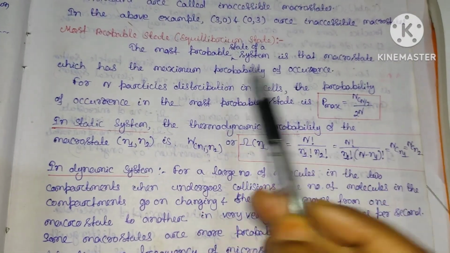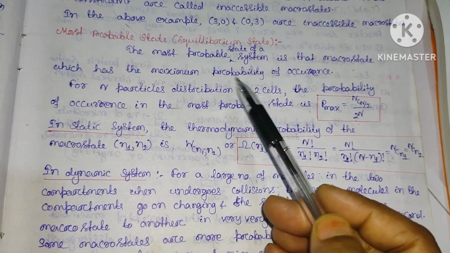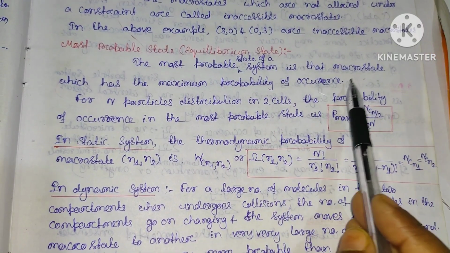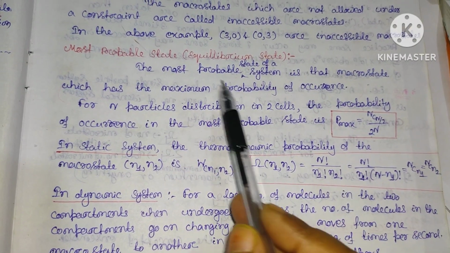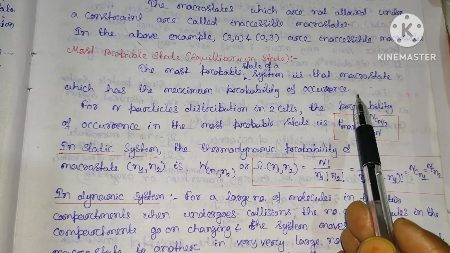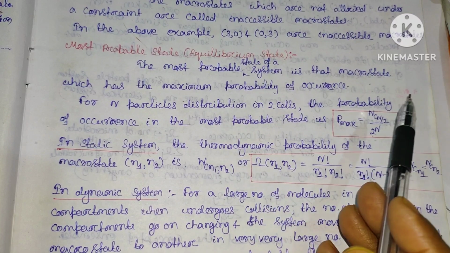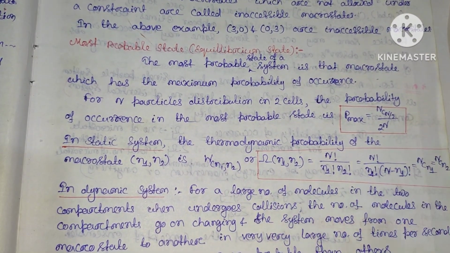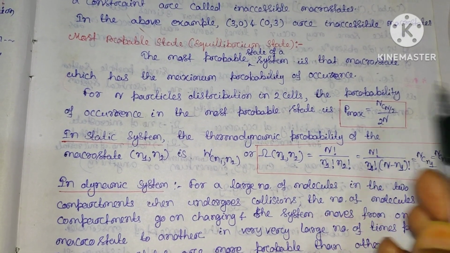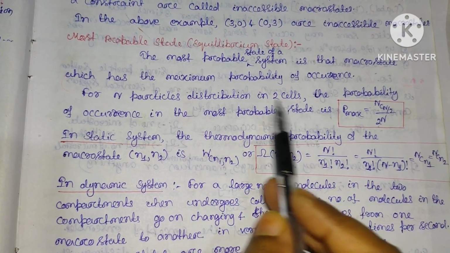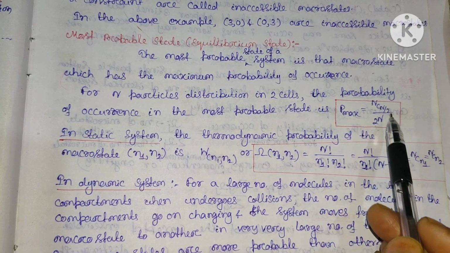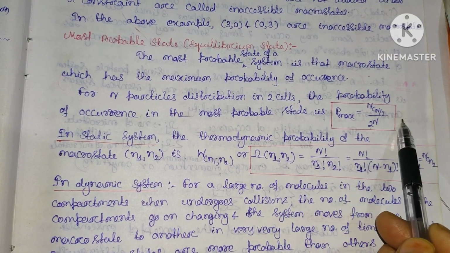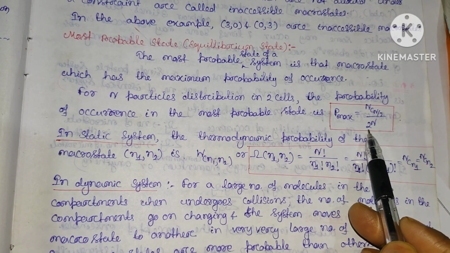The next is the most probable state, also called the equilibrium state. The most probable state of a system is that macrostate which has the maximum probability of occurrence. Suppose n particles are to be distributed in 2 cells. Then the probability of occurrence in the most probable state, P max, will be nC(n/2), the combination, divided by 2 to the power n.